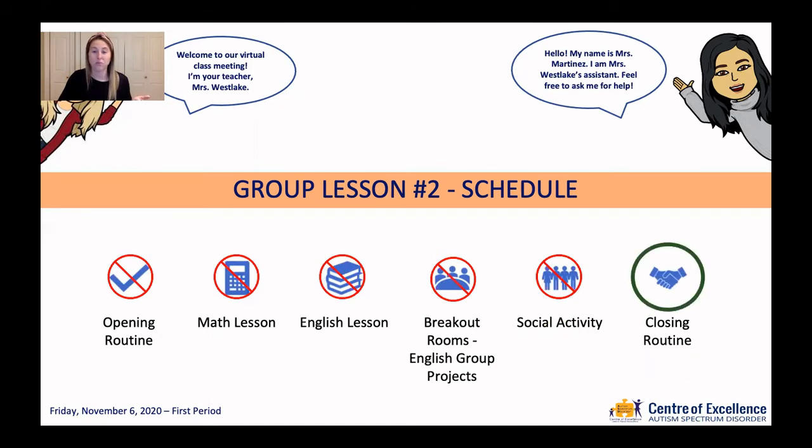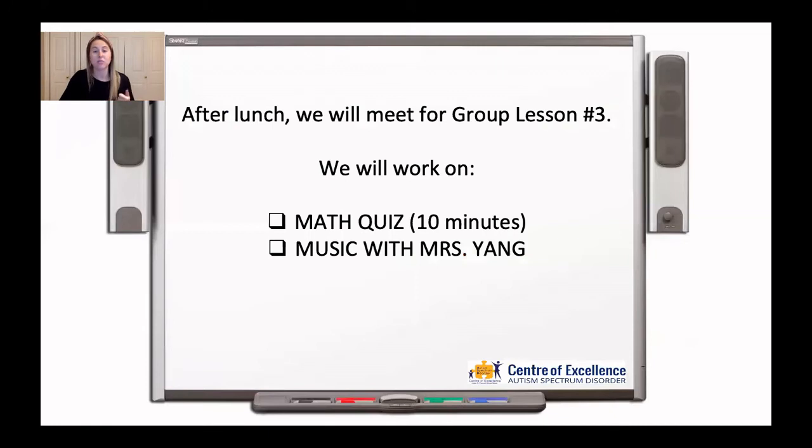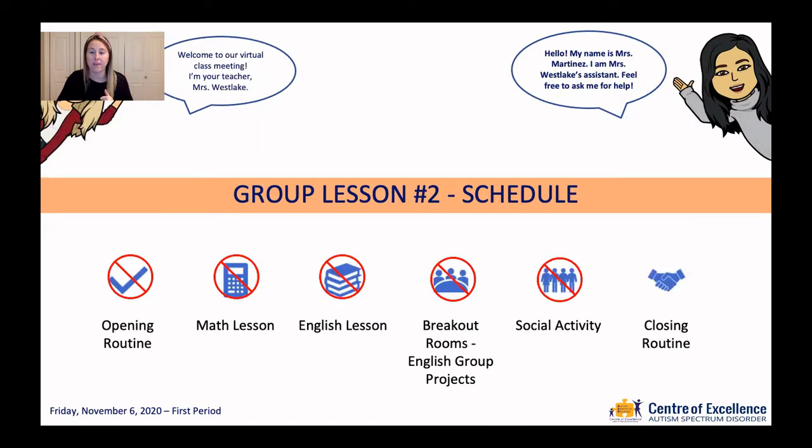Maybe there's a closing routine, and maybe in this class the closing routine is that we talk about what's coming after the class meeting. So be it an asynchronous group lesson, lunch, recess, whatever it may be. And then the students can visually see that the lesson is complete. And this is the case for your students who are readers, but also students who are emerging readers, or maybe who don't quite have language yet.